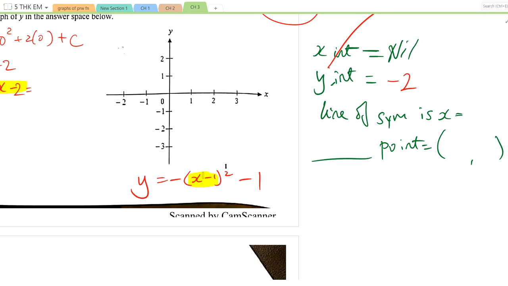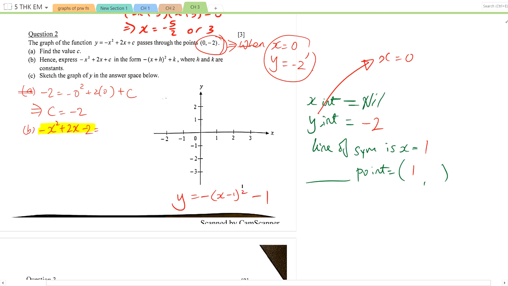1. Why 1? Because when x equals to 1, 1 minus 1 is 0. 0 squared is 0. That's the whole point. I want this part to be equals to 0. And it happens when x is equals to 1. That is my line of symmetry. So I copy down the x coordinate over here. What kind of point is it? Minimum or maximum? How do we decide minimum or maximum point? What about the x squared? Coefficient of x squared, what is it? Negative. So parabola opening up or down?